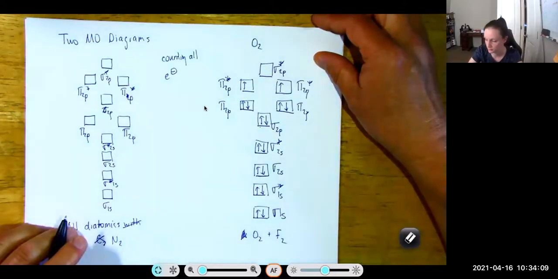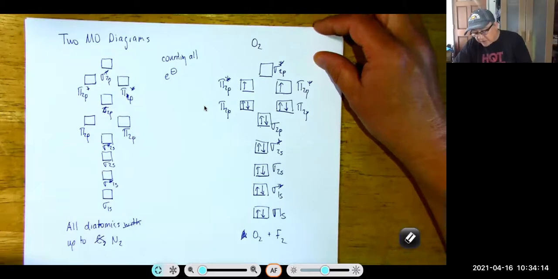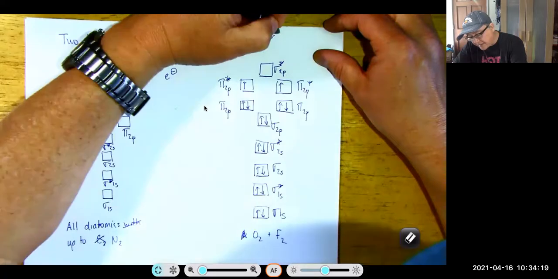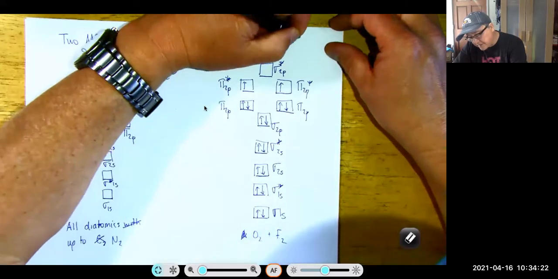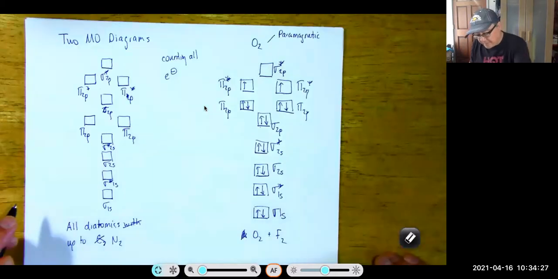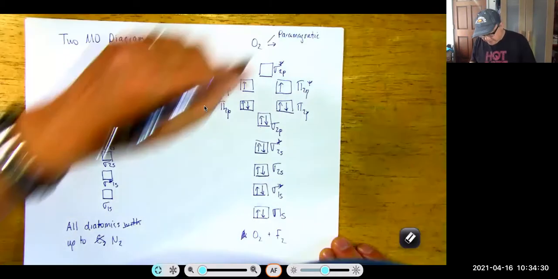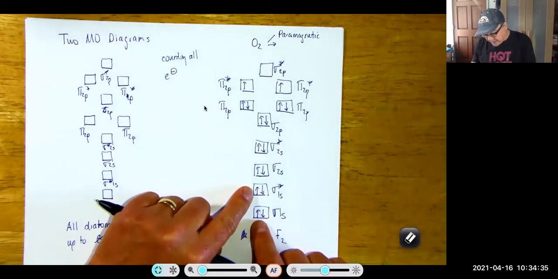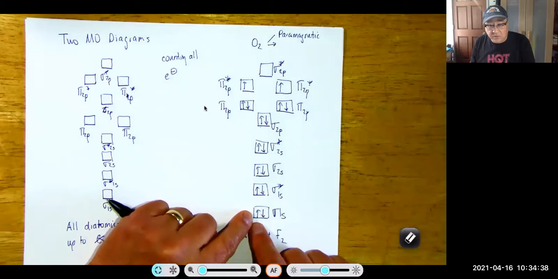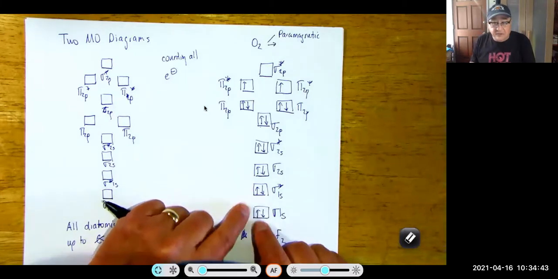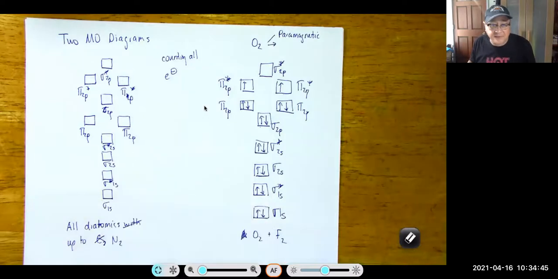My drawing is messy. Well, at any rate, here's some things that we can tell about O2. One of the things we can tell is that it's paramagnetic. Why? It's got unpaired electrons. We can also tell that here, this sigma star 1s cancels this sigma 1s. This anti-bond cancels this bond. So we don't have a 1s bond.